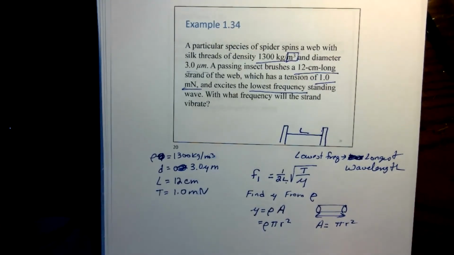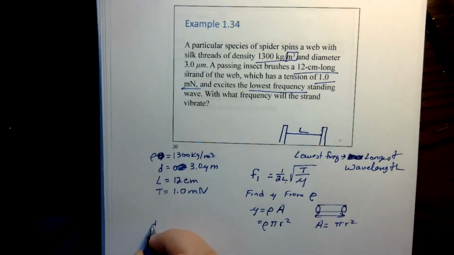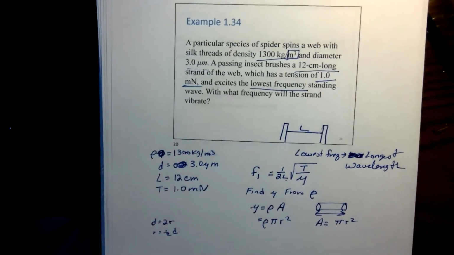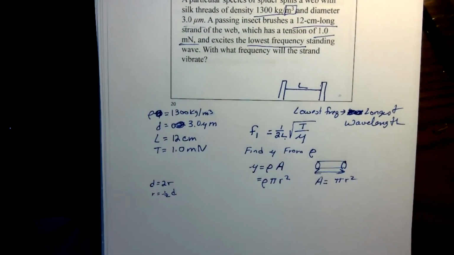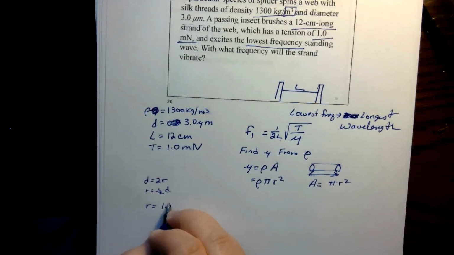Now the problem gave us not r, but gave us d. So we're going to take d and relate it to r. We know that d is equal to 2r, or r is equal to 1/2 d. So my suggestion is find r first, rather than trying to put in d and having to square it, and make sure you don't lose factors of 2 floating around. So r is going to be 3 divided by 2, which is 1.5 micrometers.